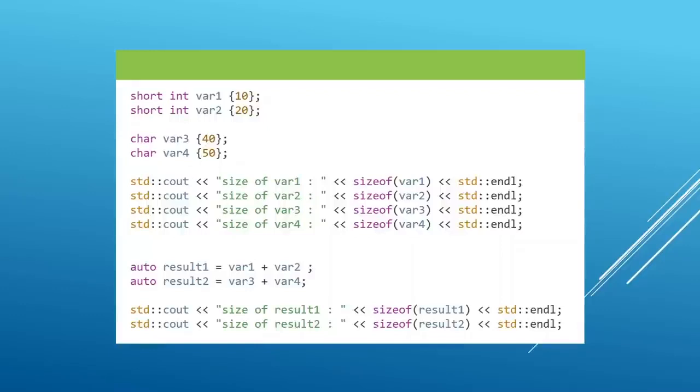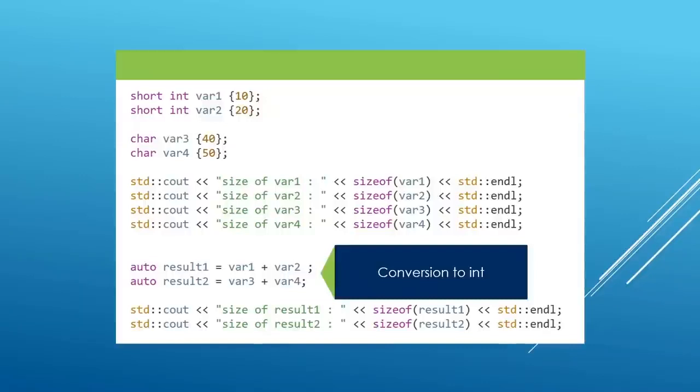But the catch is down here. If you try to add them up, the result is not going to be the same type as the things you added up. And you would expect auto to deduce the same type as var1 and var2. And it's not. Result is going to be an integer because int is the smallest type for which we can support these arithmetic operations. So if we print sizeof result1 and result2, we're going to get 4. This is the behavior you're going to get, and we need to be aware of it.